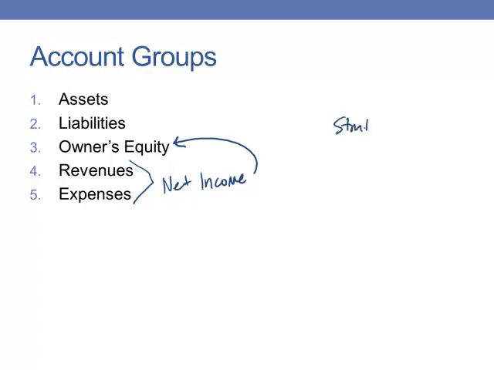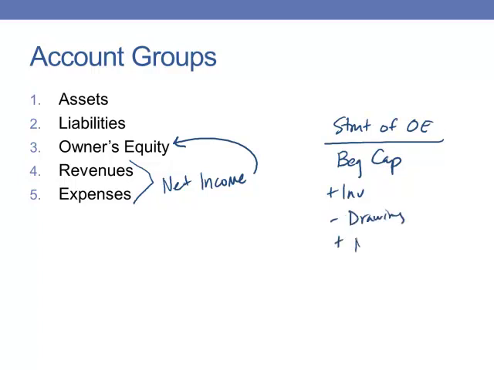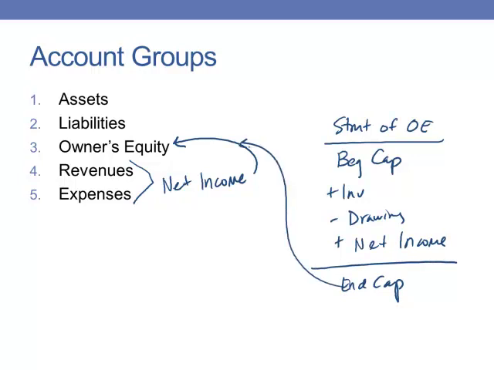The statement of owner's equity: beginning capital plus investments minus drawing plus net income gives you ending capital. So that number is the same as the owner's equity listed on the balance sheet. So this net income is reflected in this number. So that's why we don't have to list those on the balance sheet as well. They are already reflected. The net amount, the total, is already in the equity amount on the balance sheet.